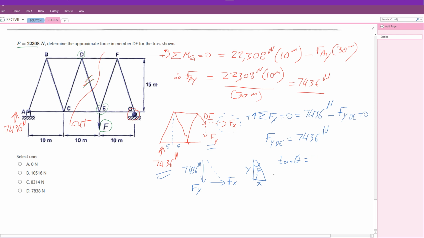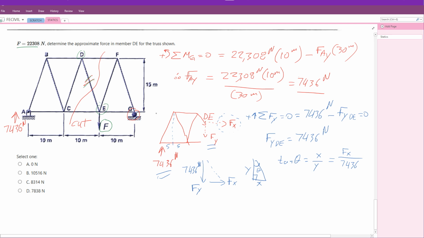Tangent theta is equal to x over y. So we know what the y is. We can just call the x Fx, and then we know the Fy, which is 7436, right? But this one will come later. But let's just now find the value of theta, based on the geometry.